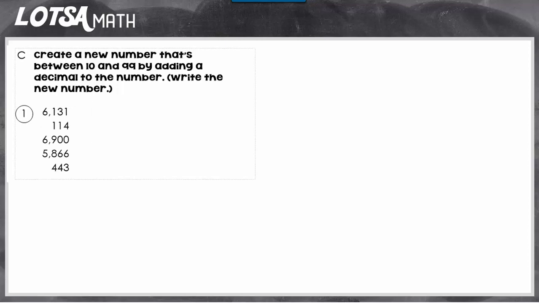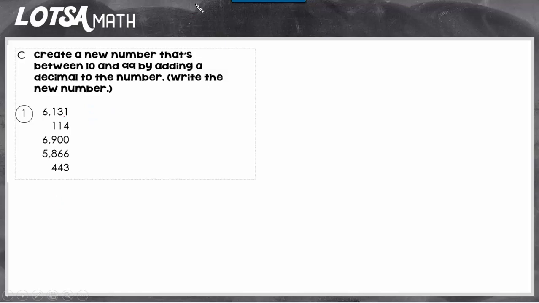There's another version of the question that is create a new number that's between 10 and 99 by adding a decimal to the number. So this time we want our final answer to be between 10 and 99. If I put it here, I'm going to have 613 and 1/10. So 613 is not between 10 and 99, so I can't put it there. So I'm going to try to put it here. Then I would have 61 and 31 hundredths, and that would be between 10 and 99. So my number would be 61 and 31 hundredths.